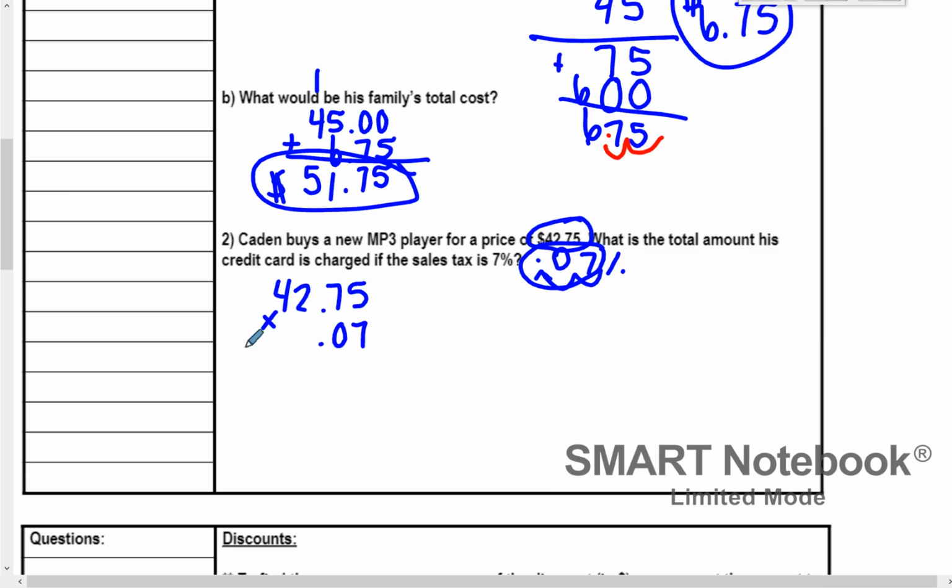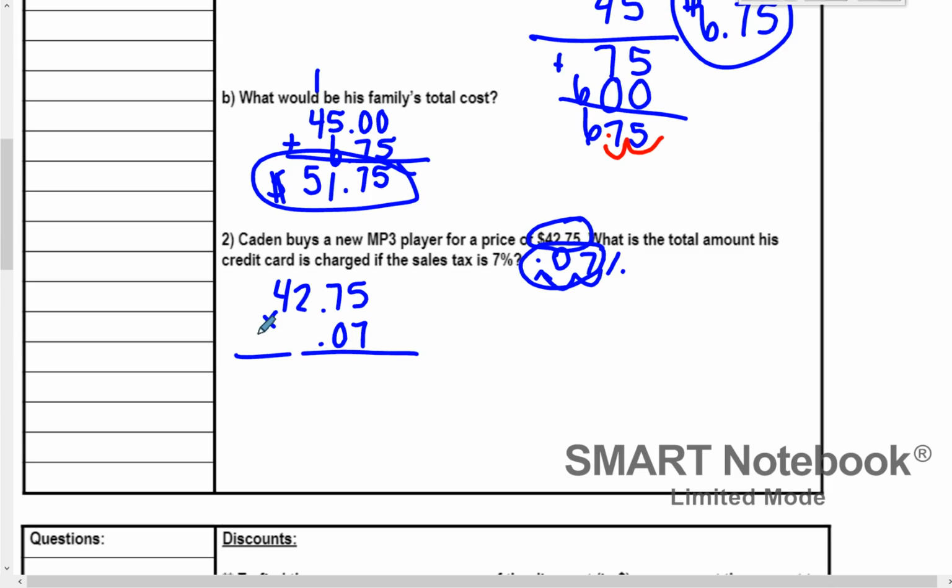Now this 0 we cannot drop out, because it's in between the decimal and another number. You can't drop out a 0 that's in between something. If it's at the end, you can drop it out, or if it's at the beginning, you can drop it out, but not if it's in the middle.